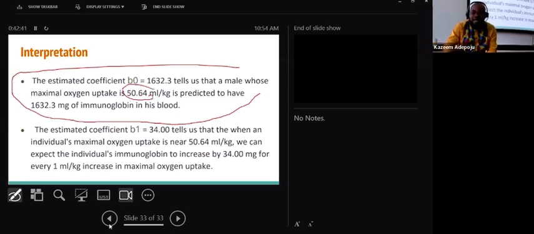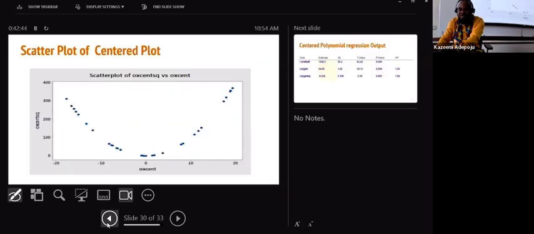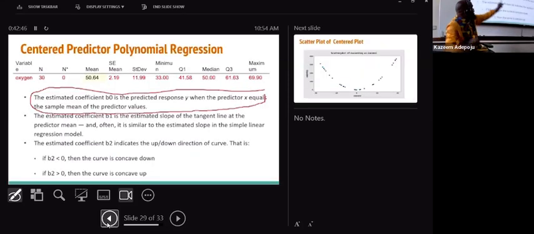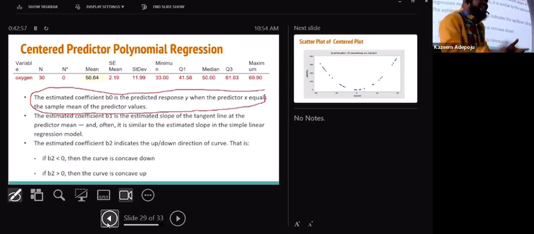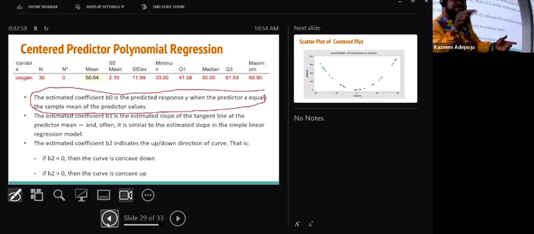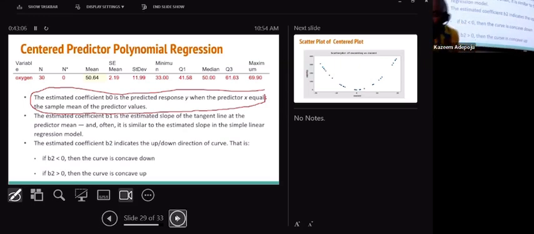And what do we say here? Take a look at what we say here. There's something here, please pay attention. I said the estimated coefficient B0 is the predicted response Y when the predictor x equals the sample mean. Don't forget your x star equals x minus x bar, and if that equals 0, then it means x equals x bar.